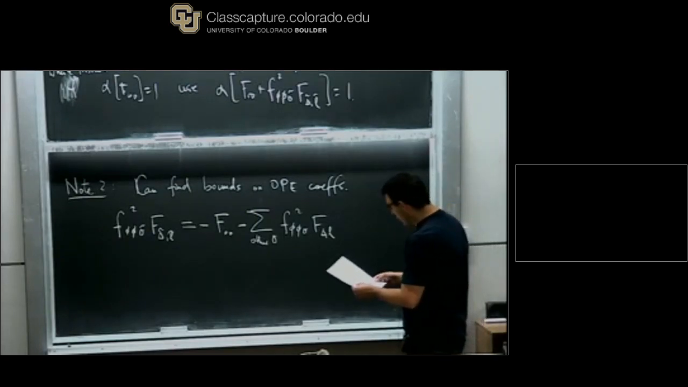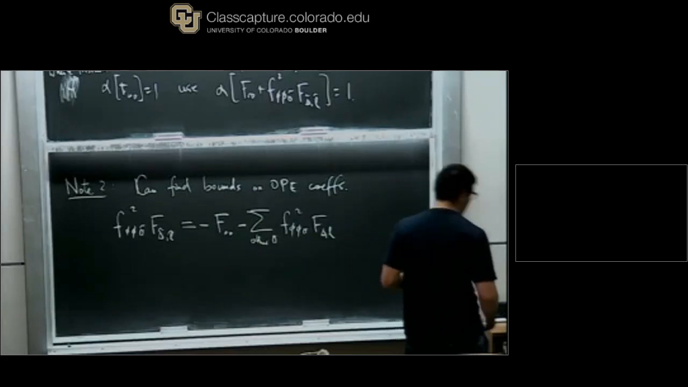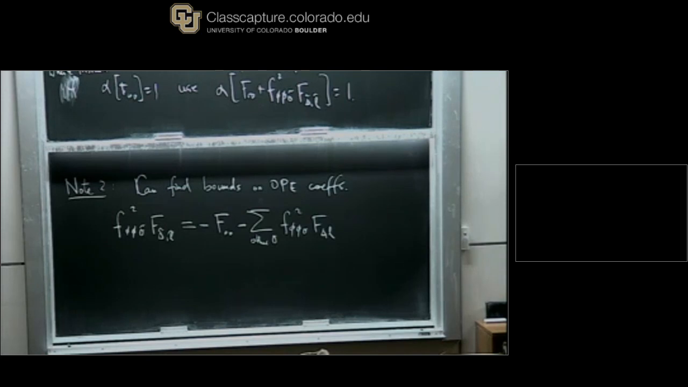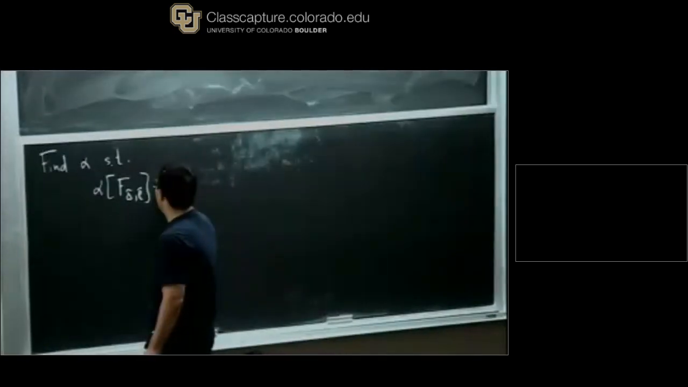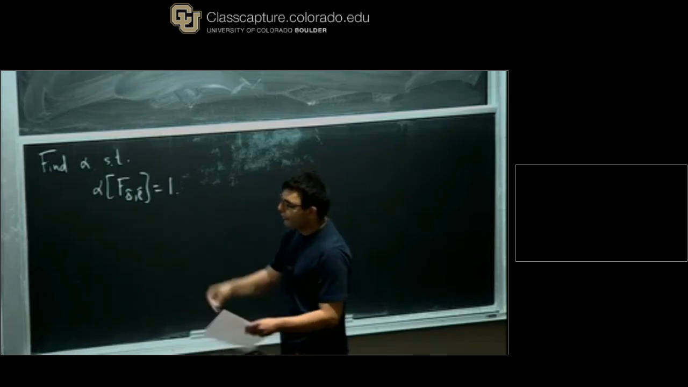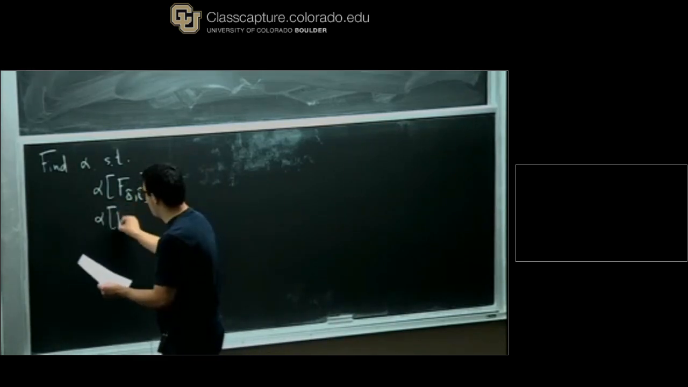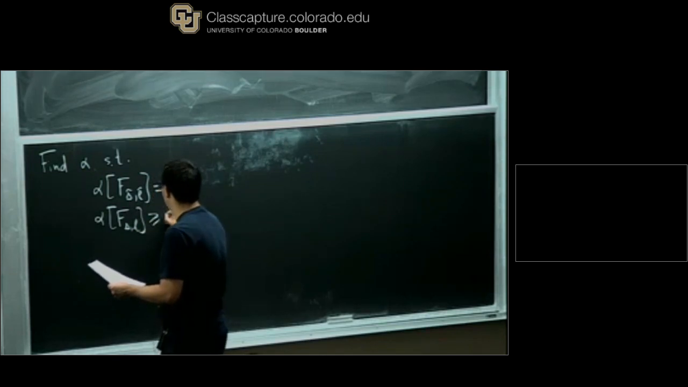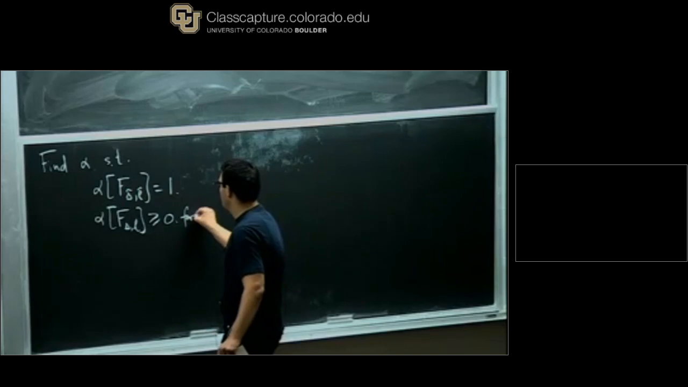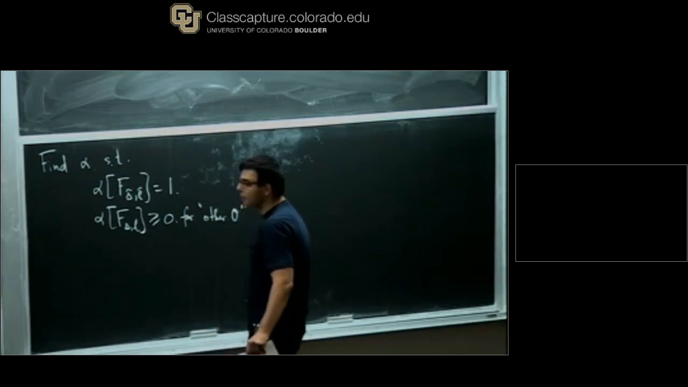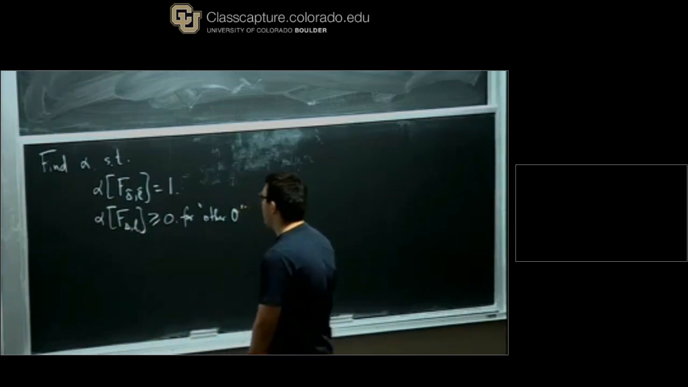Okay. And now the idea is, if I was better at using these boards, I think that would be good, but unfortunately I'm not. So I'm just going to write it here: find alpha such that alpha acting on F delta tilde l tilde is equal to 1. So it's normalized a little differently from there. And alpha acting on F delta l is bigger than 0 for all the other O's, not the identity, or the operator whose OPE coefficient we want to find a bound on.